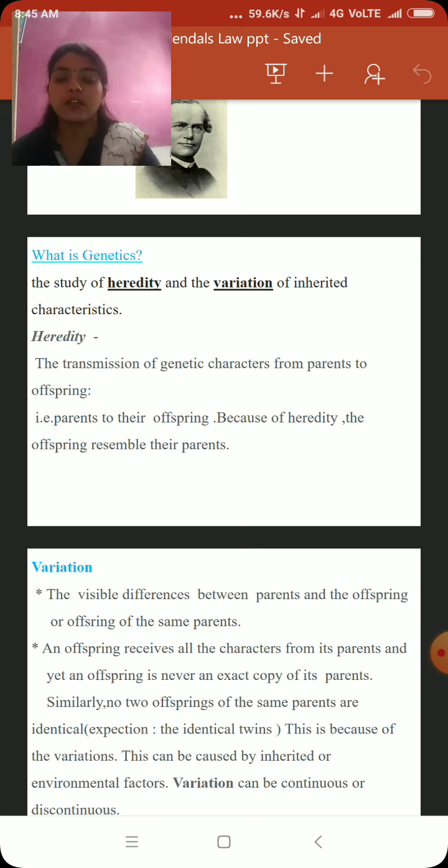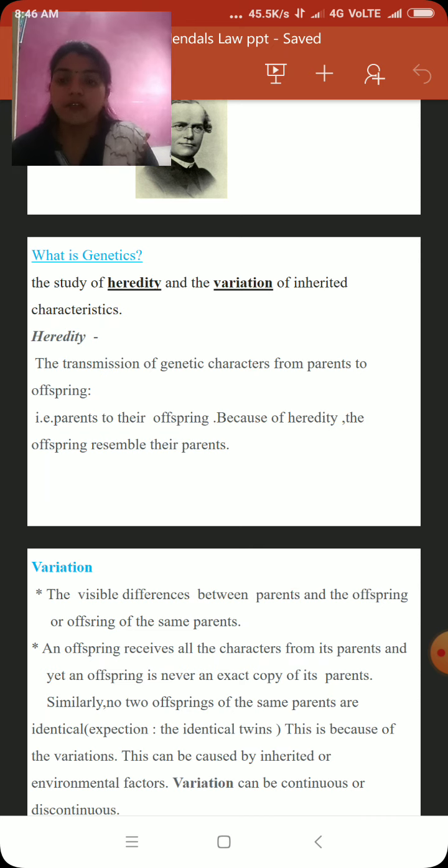Heredity is the transfer of characters from one generation to the next generation. That is, the transfer of genetic material from parents to their offspring is known as heredity. Some hereditary characters are transferred from parents to their offspring, or from one generation to the next, such as height, skin color, hair pattern, and dimple on the cheek. These are dominant characters and they are transferred from one generation to the next.